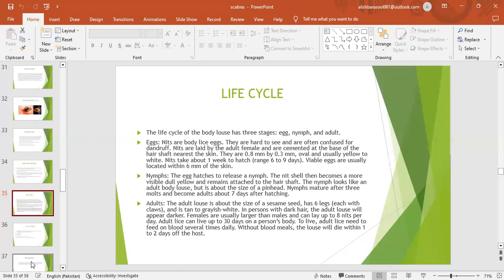Females are usually larger than males and can lay up to 8 nits per day. Adult lice can live up to 30 days on a person's body. To live, adult lice need to feed on blood several times daily. Without blood meals, the louse will die within 1 to 2 days off the host.